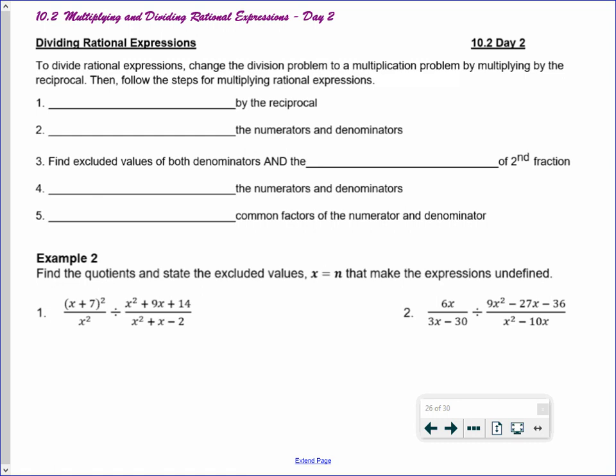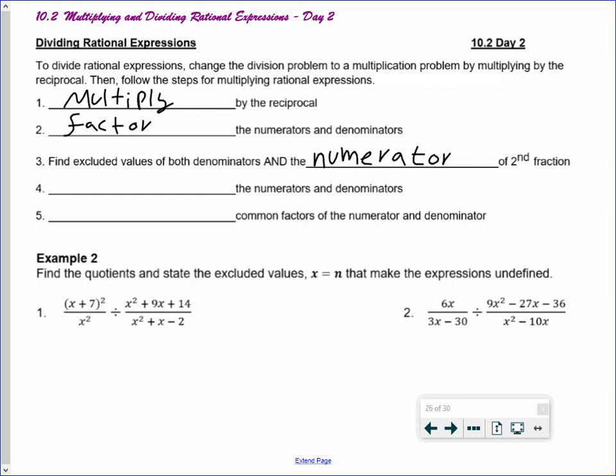When it comes to dividing rational expressions, the very first thing we're going to do is set up the division problem to actually be a multiplication problem by the reciprocal of the second expression. That sounds like a lot, but when we do an example, you'll see it's really not that bad. After we do that, we're going to factor the numerator and the denominator. It won't be a rational expression problem without us actually factoring. Next, we're going to find excluded values of both denominators and the numerator of the second fraction. And we'll see why we have to do that when we go over an example.